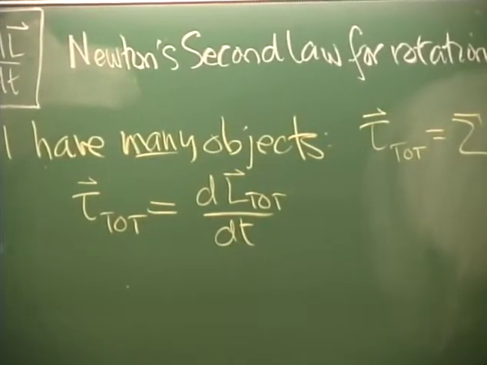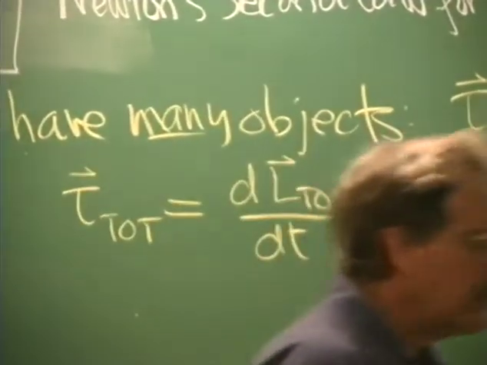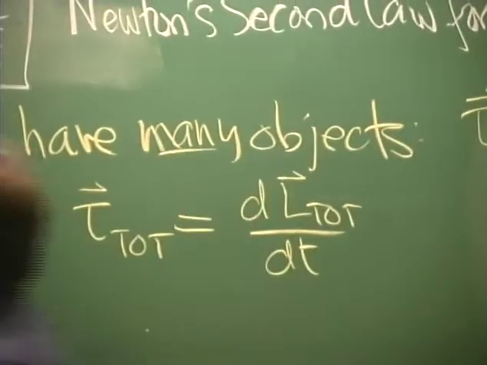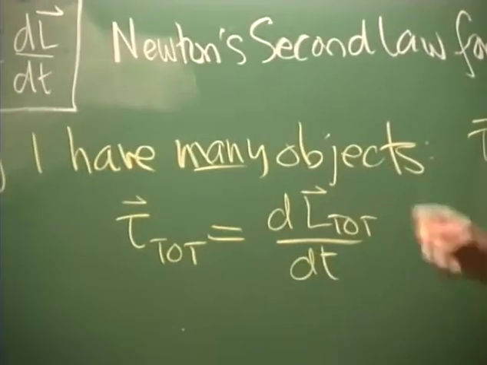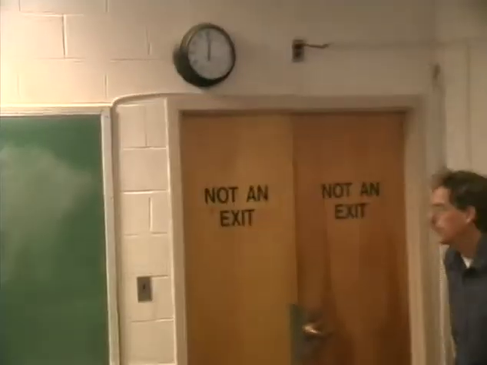This is just the sum of all the individual angular momenta, calculated always with respect to the same point, by the way. I'm implicitly using the same point for calculating torques and angular momenta for all of the points that go to make up that swarm.